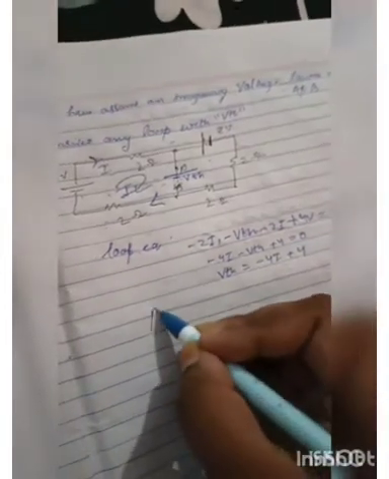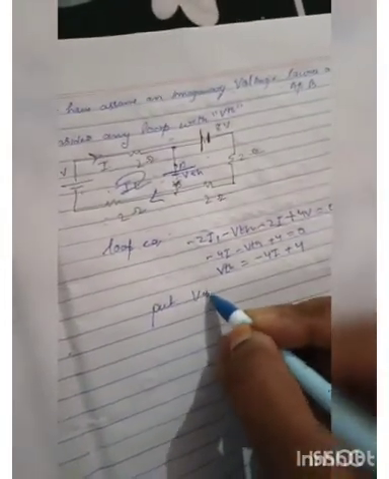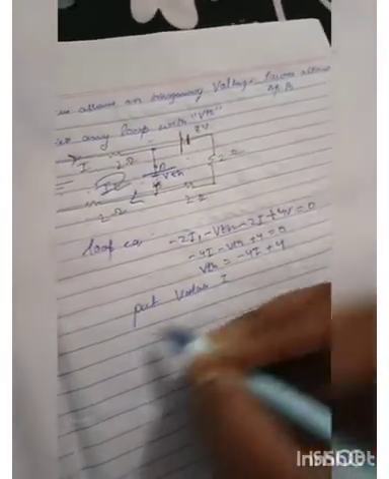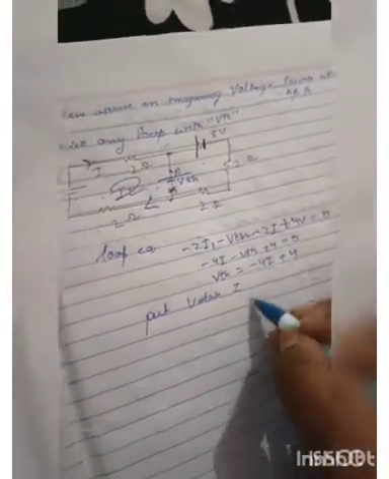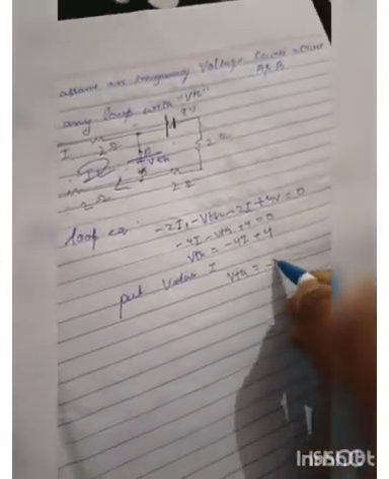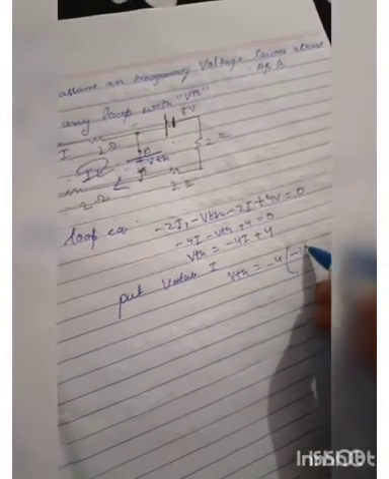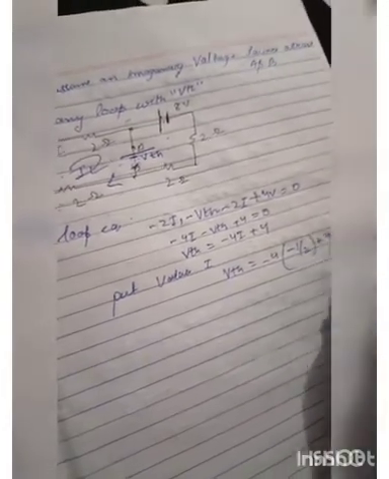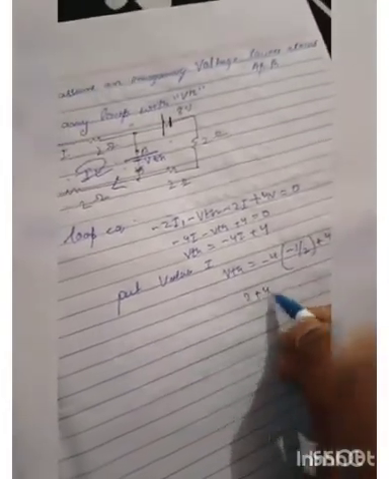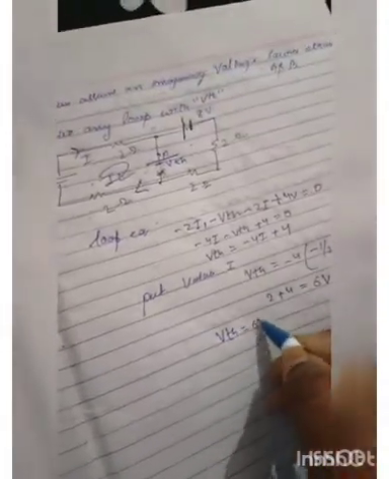Now we will put the value of I that we got from the first loop equation, that is VTH is equal to minus 4 times minus half plus 4, that is 2 plus 4 is equal to 6 volt. We get VTH is equal to 6 volt.